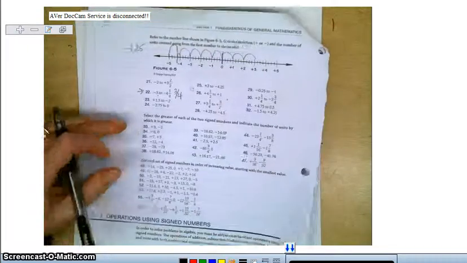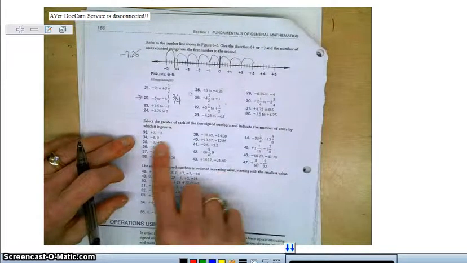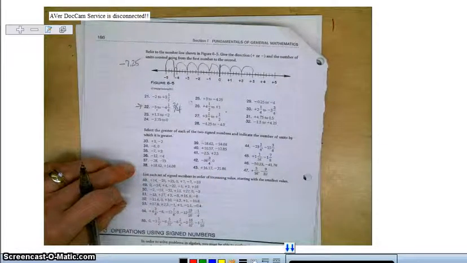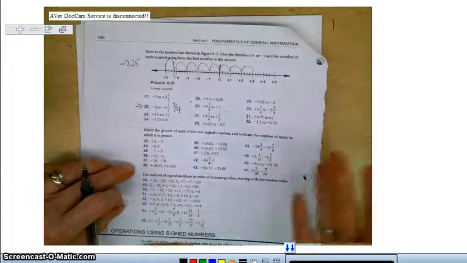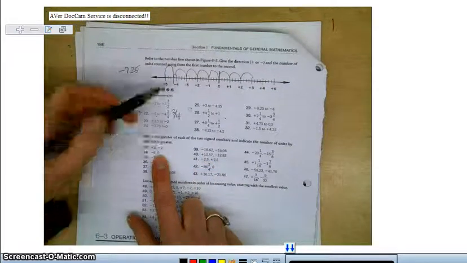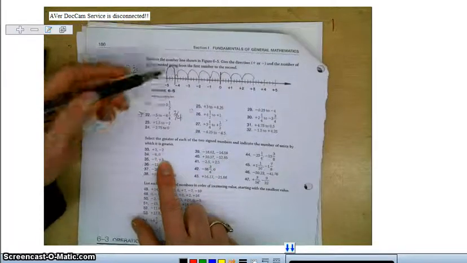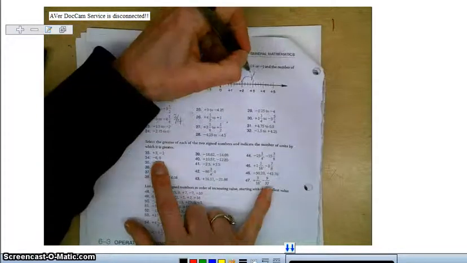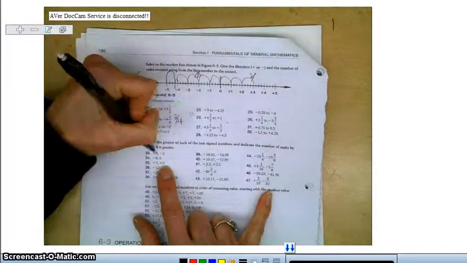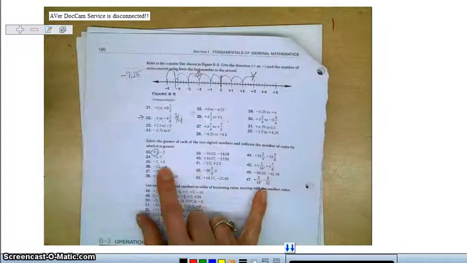All right, so now we need to know which is greater. How do I know which is greater if we have positives or negatives? And what I said earlier is anything on the left is less. Anything on the left is less. So if you just put these on a number line, you can kind of tell which is bigger. So I'm going to go with things that are on my number line up here. So positive 3 is right here, and negative 2 is right here. So negative 2 is less, so that means positive 3 is greater.